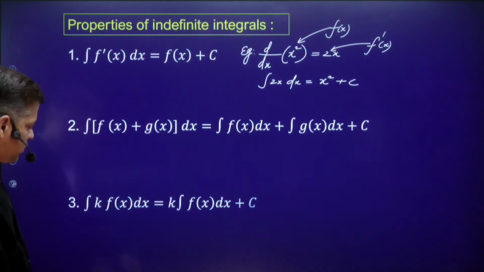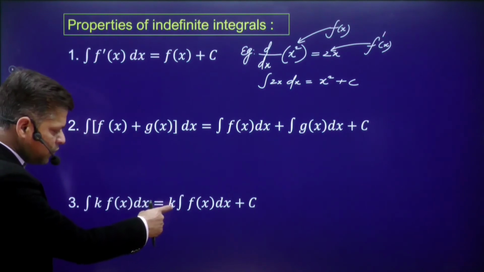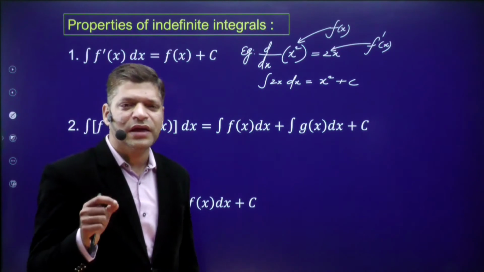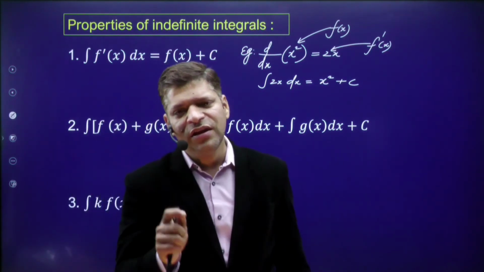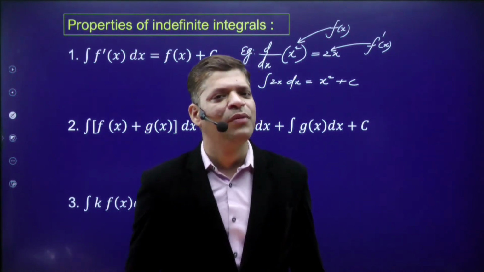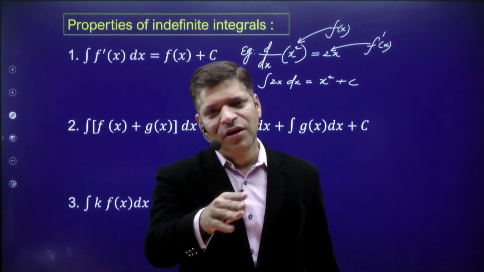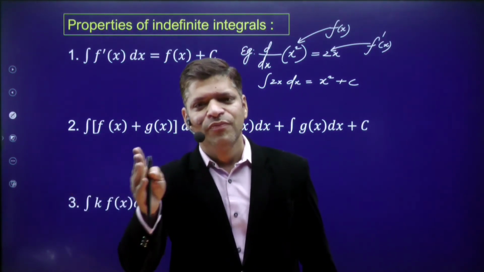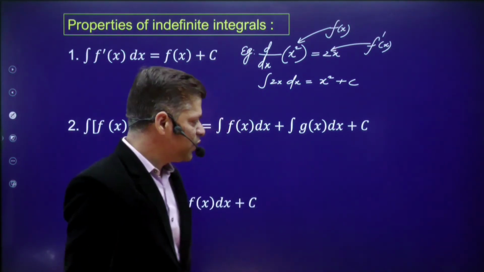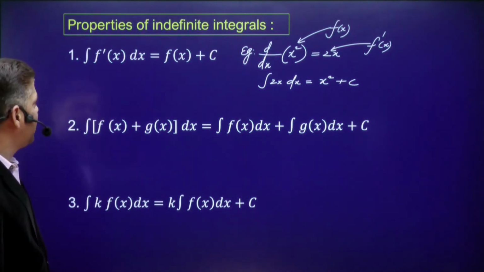Next, my dear students, the third property: integration of k into fx dx will be equal to k into integration of fx dx plus c. The meaning is that here k is any scalar. If any scalar, or any constant, is multiplied with any function, then we can take the constant outside the integration sign, and then easily do the integration of fx dx. So I think you understand all these properties very clearly. Next, my dear students.